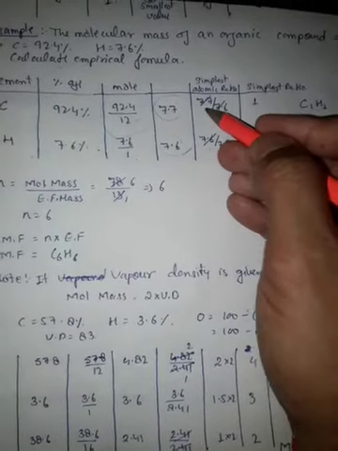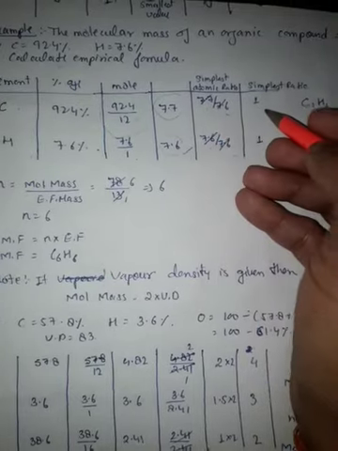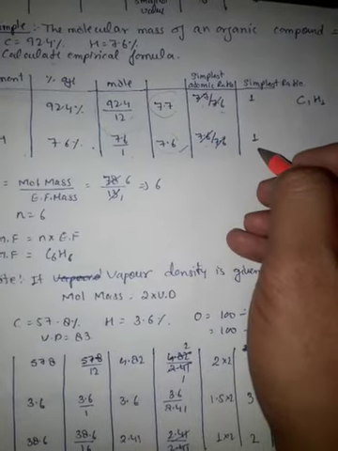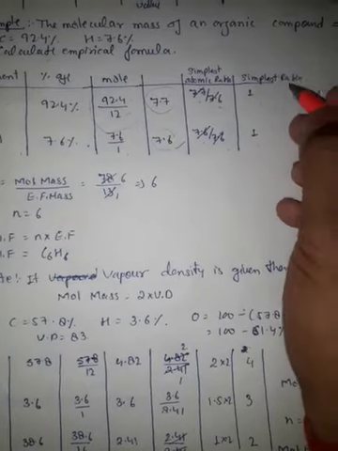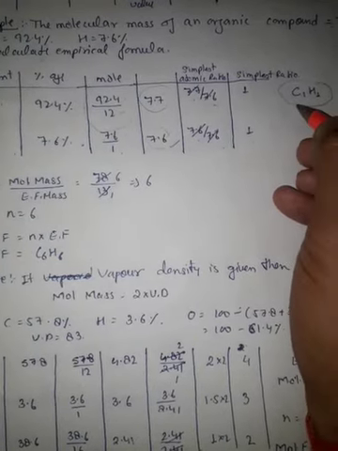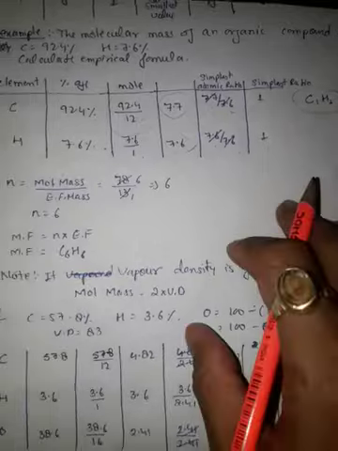This is nearly equal to 7.6. So the value is 1 and this is also 1. So the simplest ratio is 1:1 and we get the empirical formula, that is CH.